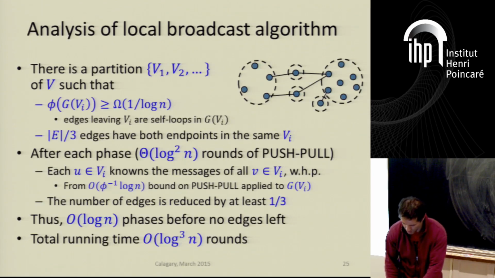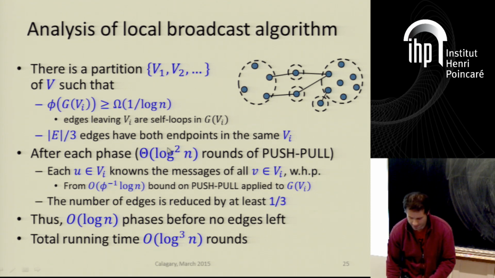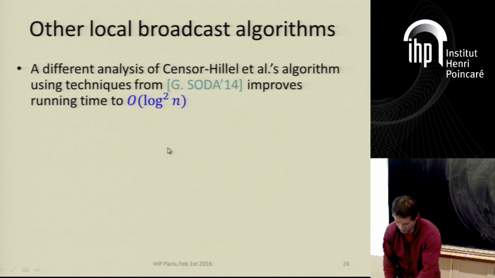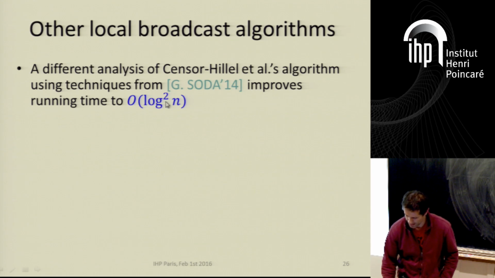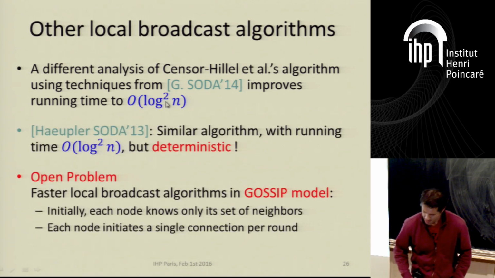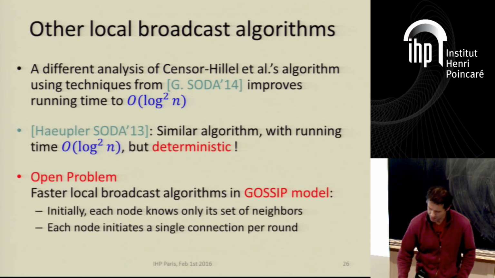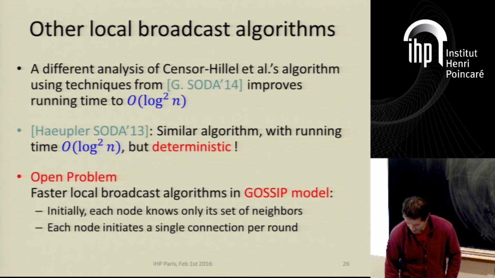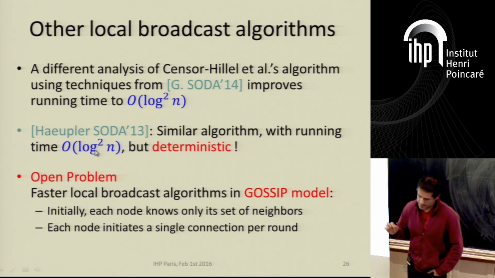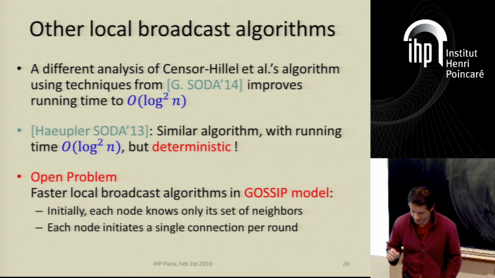And essentially what it shows is that here, instead of log square n rounds per phase, we need log n. So it improves the running time by a logarithmic factor. And this is the other algorithm that I talked to you about. It has the same running time as this improved running time, but it's impressive that it's deterministic.